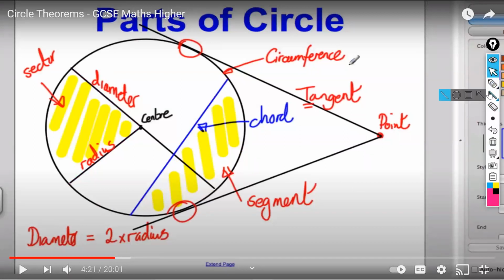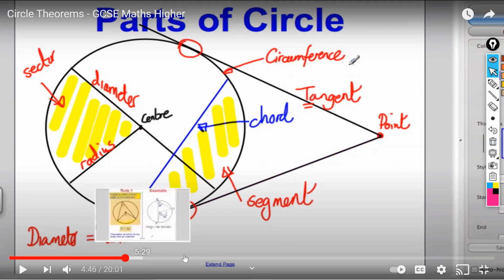Another thing, guys, if you have a random point on the outside here, these lines that you see that touch the edge of the circle are called tangents. Cool. So that's one thing that's important to know. So these are just some general stuff, guys, that we need to know. But now we're going to look at some rules that we need to know.